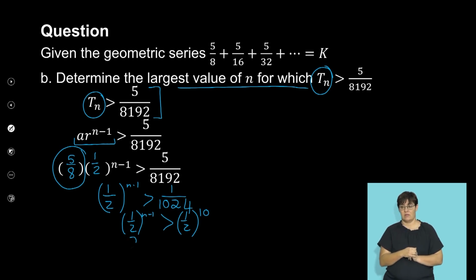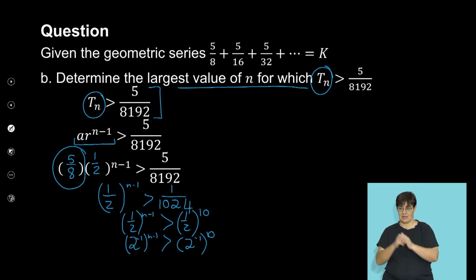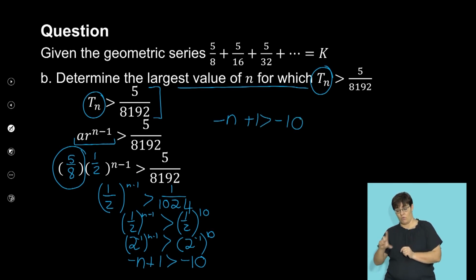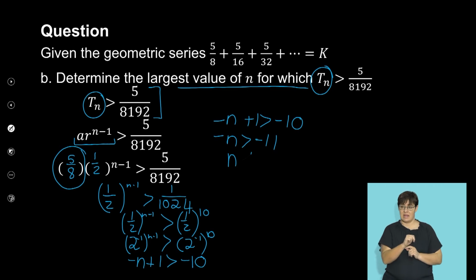So it's going to be 2 to the power of negative 1, n minus 1, is greater than 2 to the power of negative 1 raised to the power of 10. So essentially, my inequality will say negative n plus 1 is greater than negative 10 because I'm allowed to drop the like bases. Now solving for negative n plus 1 is greater than negative 10, I'm going to take my 1 over to the right-hand side, so it will be negative n is greater than negative 11, but I have to divide by negative 1, so it's going to be when n is less than 11.